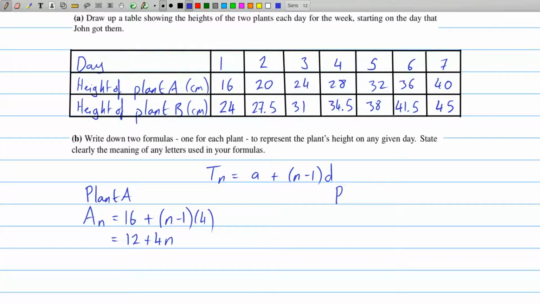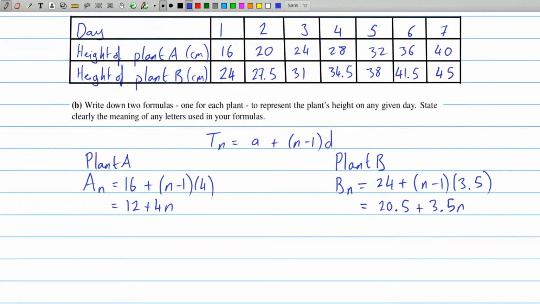If I do the same for plant B, I'm going to say the height of plant B is given by bn. The first term in that is 24. We add on n minus 1. Because this is a general formula, we've got to keep the n minus 1 in there. And the common difference, that is, the height it's changing by each day, is 3.5 centimeters. And we can simplify that down a little bit to 20.5 plus 3.5n.